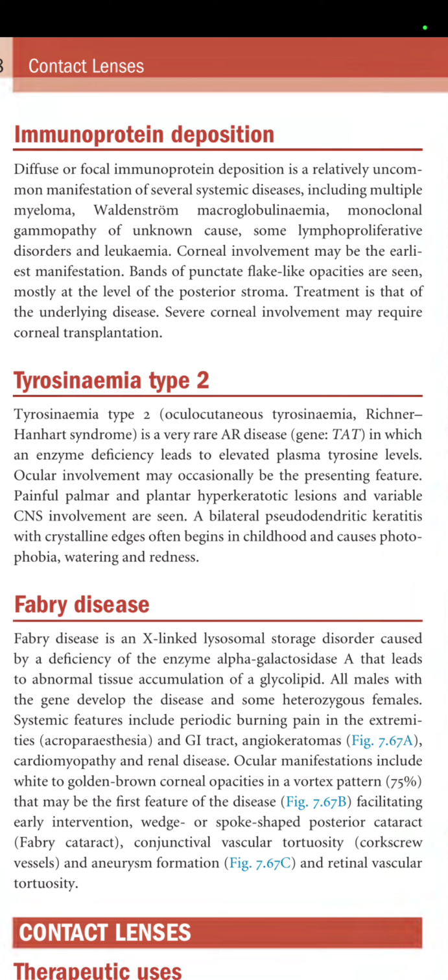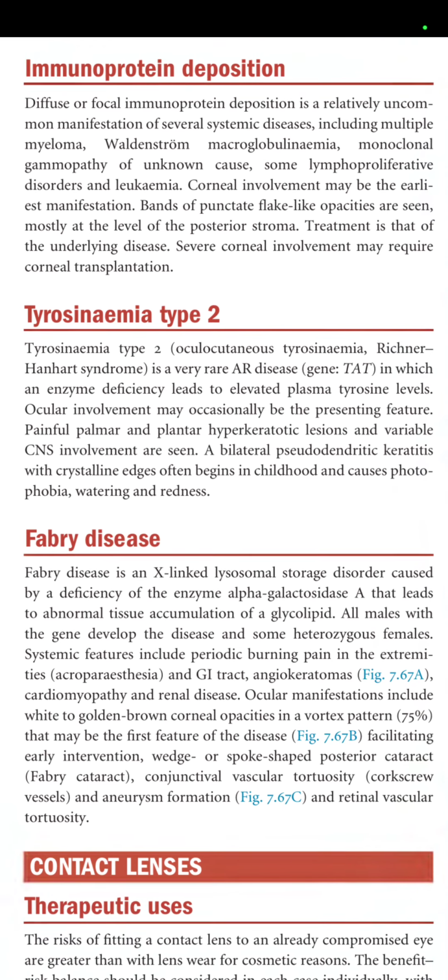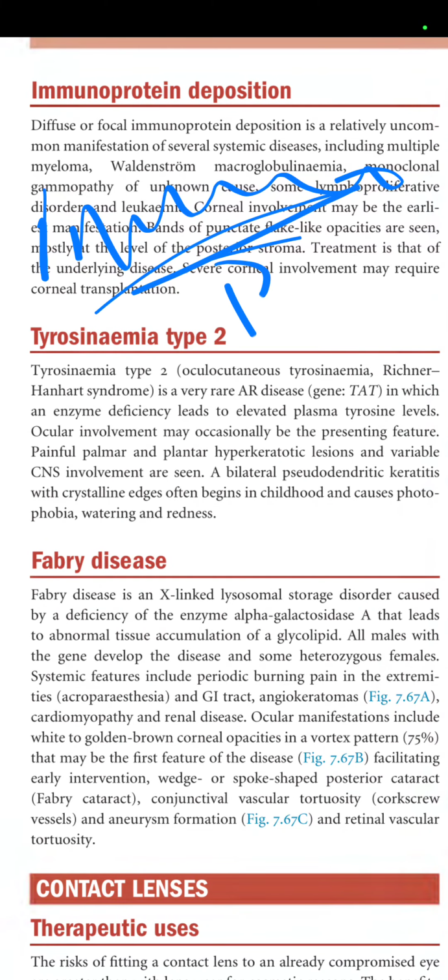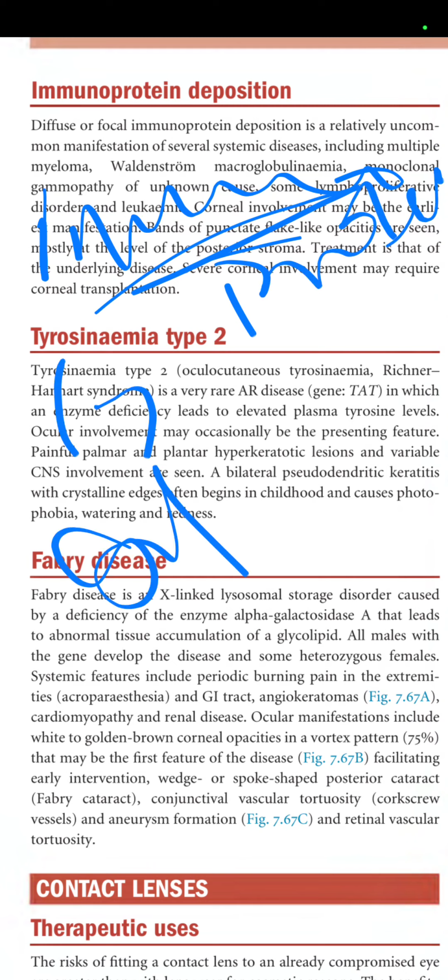Bands of punctate flake-like opacities are seen mostly at the level of the posterior stroma. Treatment is that of the underlying disease. Severe corneal involvement may require corneal transplantation. So basically it is saying that the immunoproteins are deposited in the cornea due to the systemic diseases.